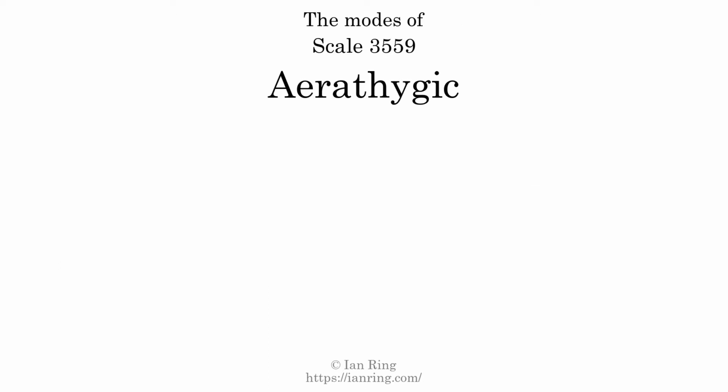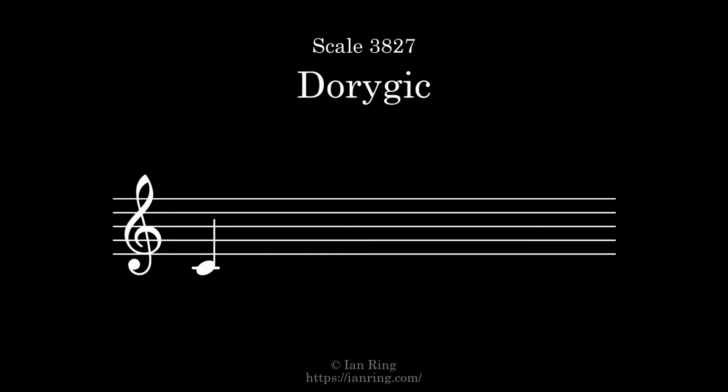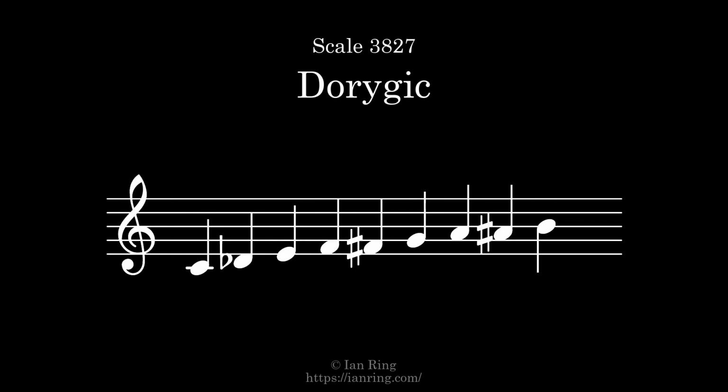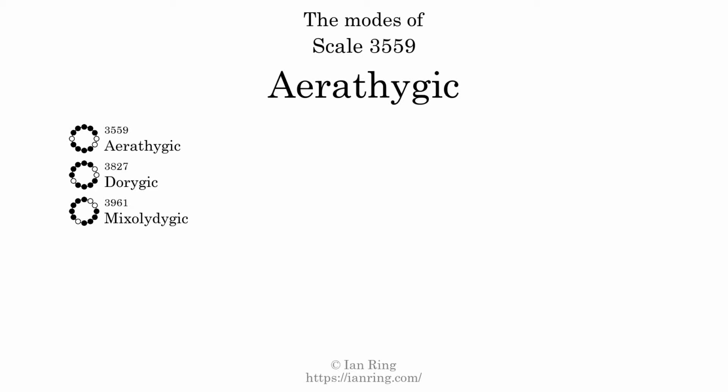This scale has 9 modes. The first mode is itself. The second mode is scale 3827, also known as Aerathygic. It sounds like this. The third mode is scale 3961, also known as Mixolydigic. It sounds like this.